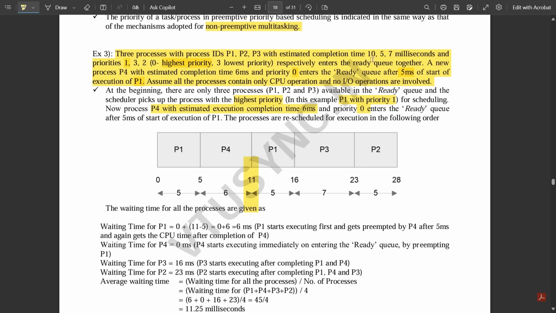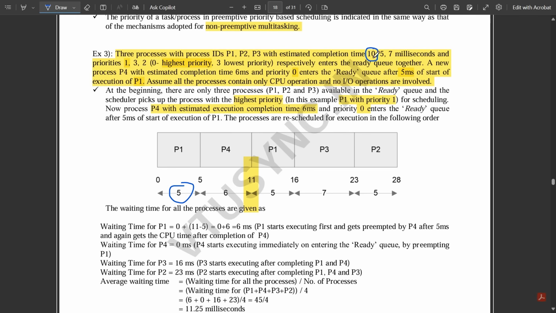Again you see here the total completion time for P1 is mentioned as 10 milliseconds, but in the question they have mentioned that after 5 milliseconds P4 would be entering. So now P1 resumes, and in order to complete it requires 5 more milliseconds, because it has already taken 5 milliseconds.